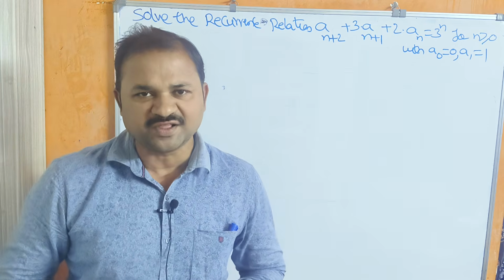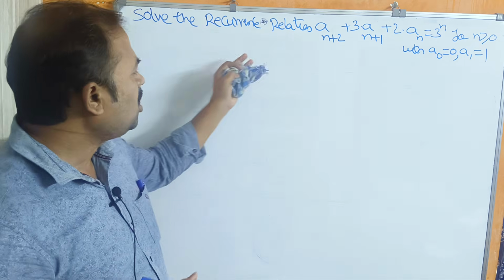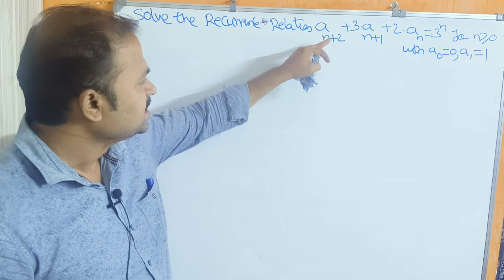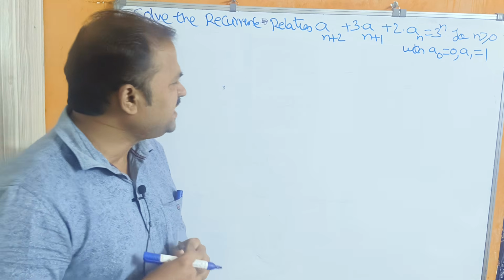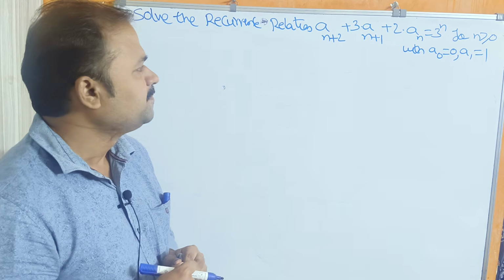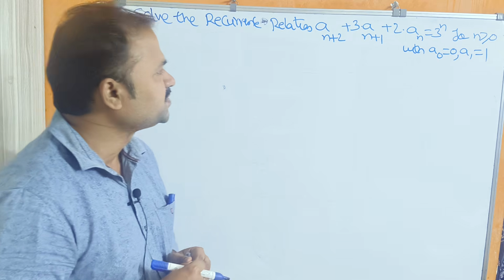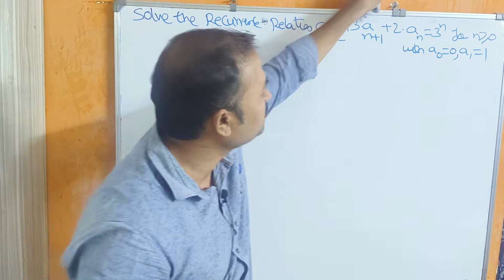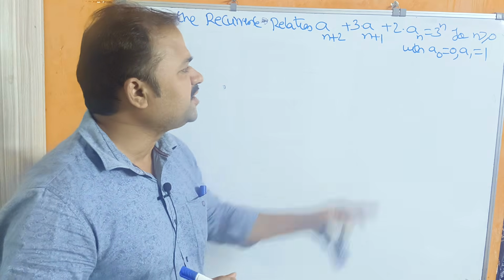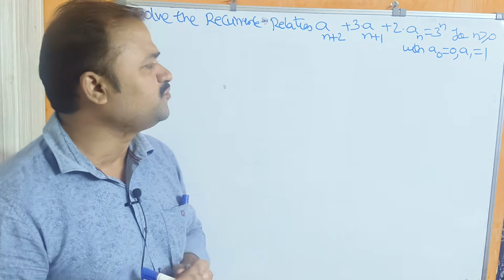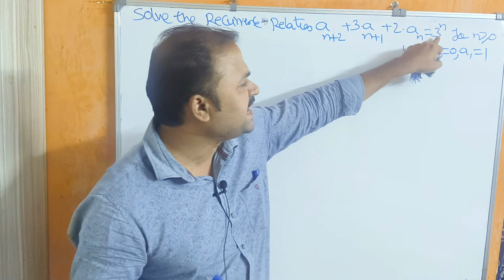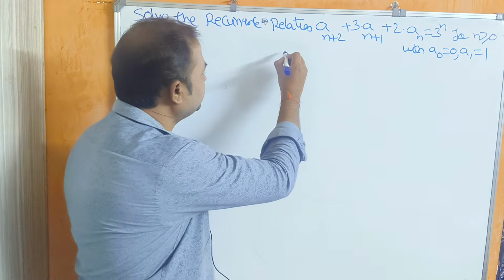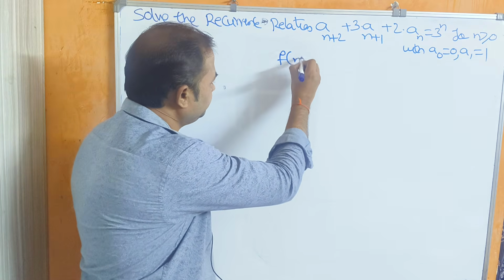Now let us solve this problem. Solve the recurrence relation a_{n+2} + 3a_{n+1} + 2a_n = 3^n for n greater than or equal to 0, with a_0 = 0 and a_1 = 1. Here the right hand side, that is f(n), contains 3^n.